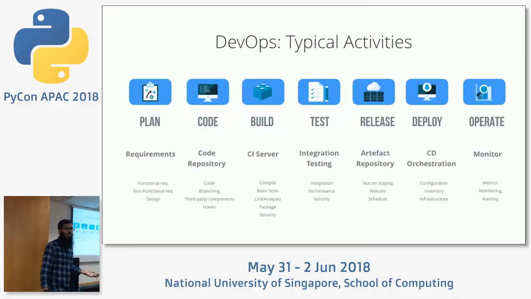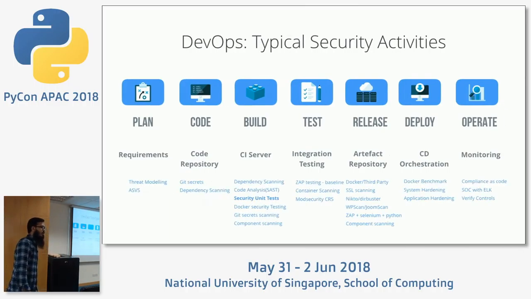So if you look at a typical DevOps pipeline, the below ones are your functional requirements, code, branching, hooks, CI server, you compile, you do an integration test, unit test, and then finally you do performance and security testing, and then configuration management, provisioning, metrics, and monitoring. That's how your typical DevOps pipeline looks like. But in each of these stages, we can embed security from the beginning, okay?